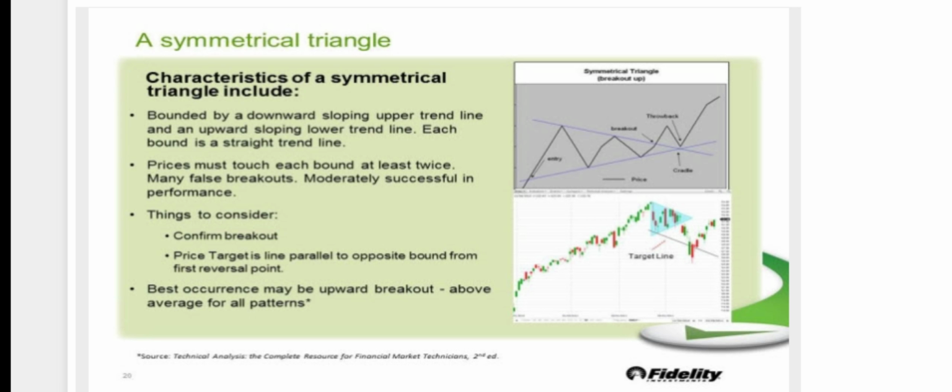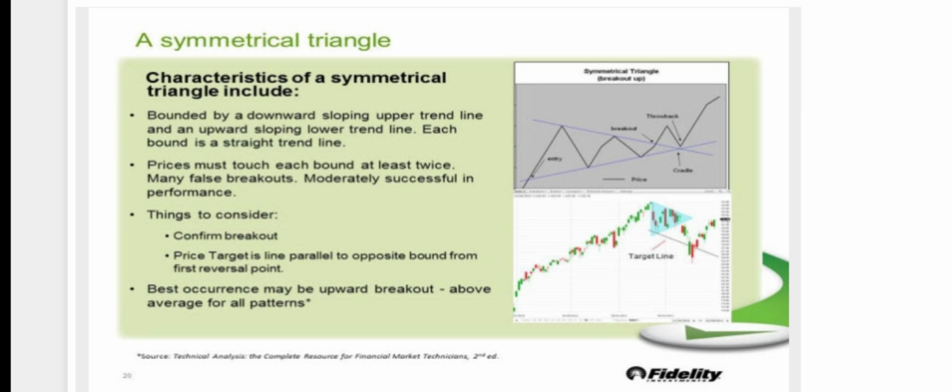I will look at that triangle that you see on the candlestick chart, and on the left-hand side, that long vertical line making up the base of the triangle, I'll just measure that base and use that as my projected price target to the upside or the downside once it's broken out. It really has a best occurrence on an upward breakout, and it's really above average for all patterns.